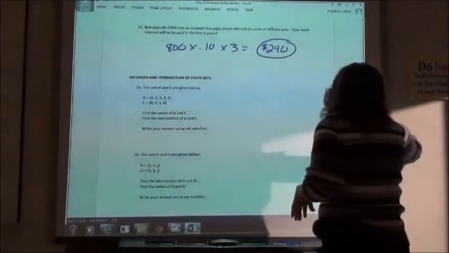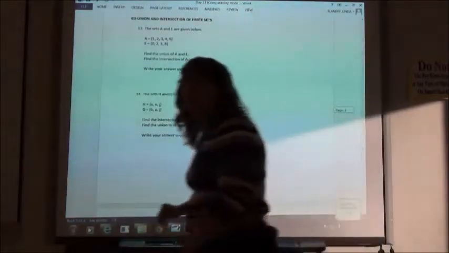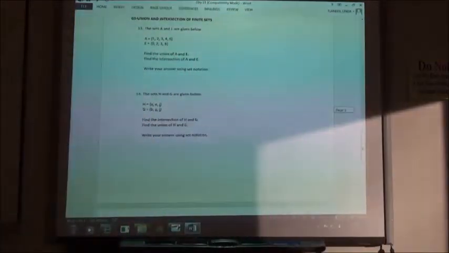All right, these ones are a little tougher. Those first ones hopefully were all stuff that you remember doing from before, or at least didn't take you long to figure out. Sets A and E are given below.